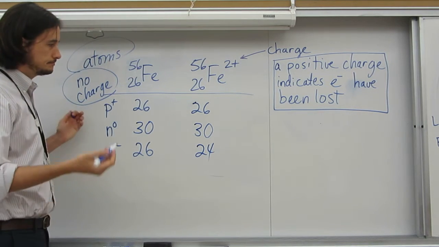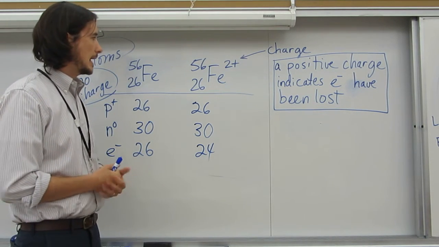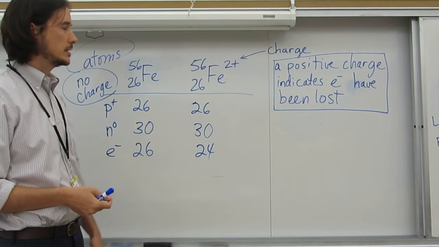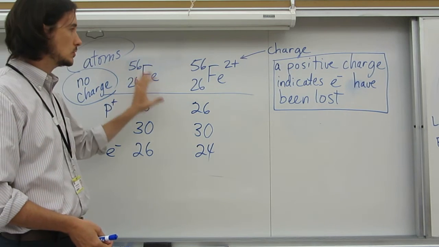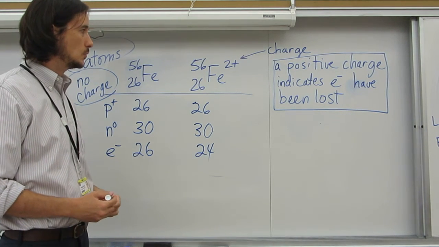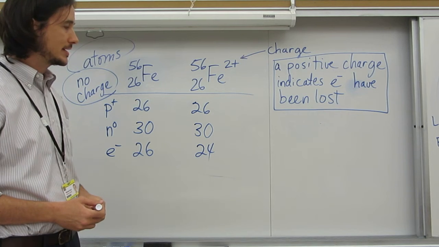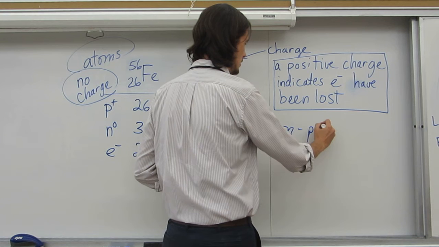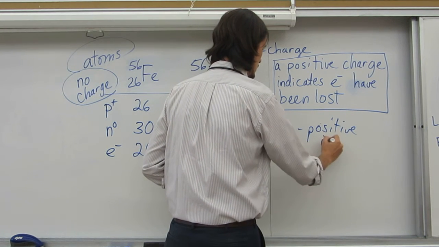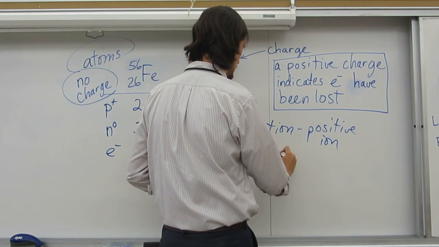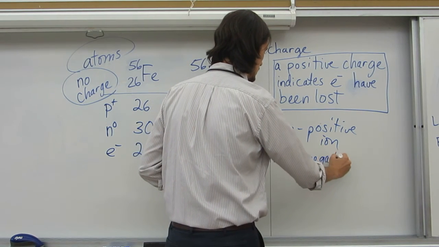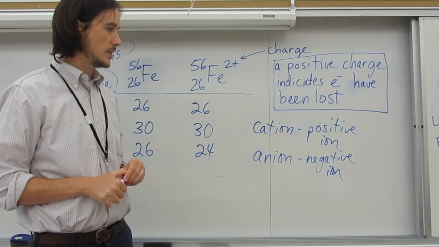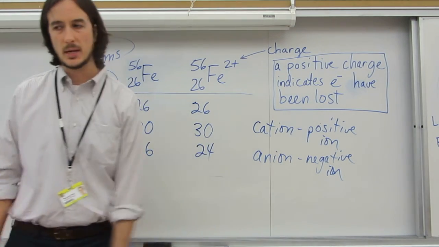24. So that's how you look at a nuclear symbol and determine protons, neutrons, and electrons for any atom, which would be neutral, or ion, which would be charged. We call it a cation if it's positive. And an anion if it's a negative ion. So negative ion, anion, positive ion, cation.